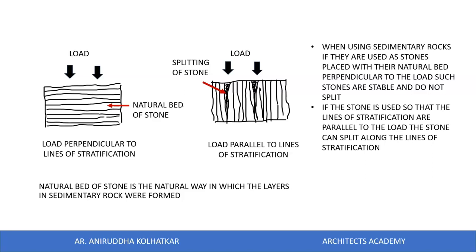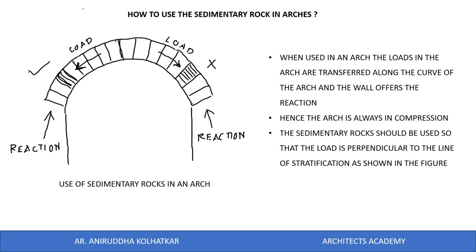Now, if the same stone was used to construct an arch, what would happen? Let us see in the next sketch. So suppose we are using the sedimentary rocks in arches. You know how the load transfer takes place in an arch. For example, the load is coming from the top of the arch, which is going to travel in a curvilinear path, and then it is going to end in an abutment or a wall which is going to offer equal and opposite reaction.